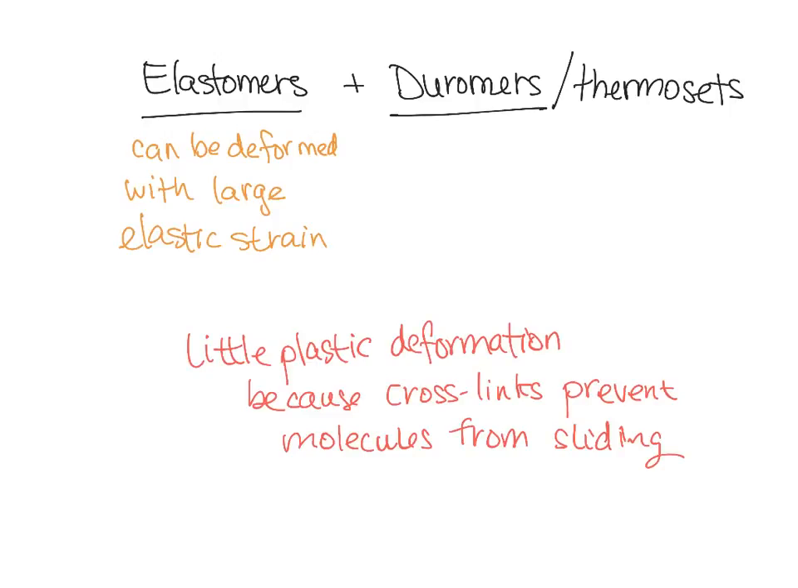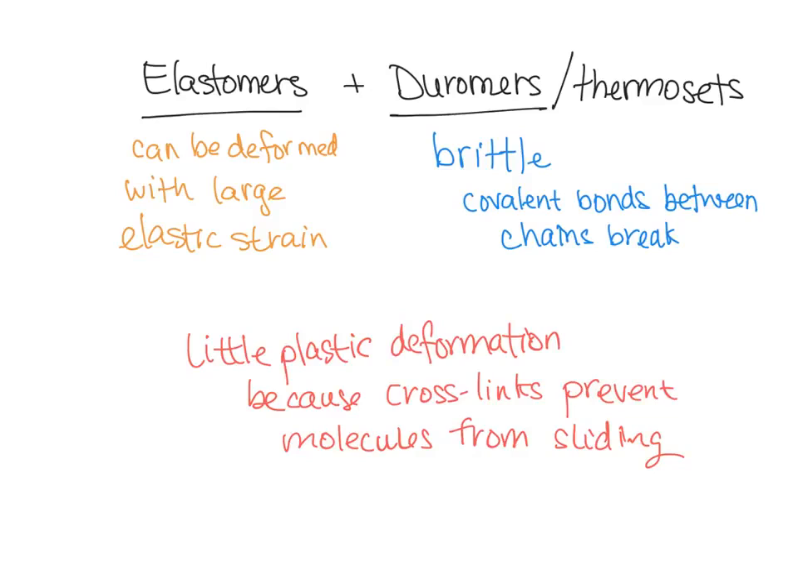And finally, in the case of duromers, these are essentially brittle because there are so many crosslinks in there, and so the covalent bonds between the chain molecules break. And so we have now talked about the plastic deformation behavior of amorphous and semicrystalline thermoplastics and wrapped this up with how other polymer structures deform.